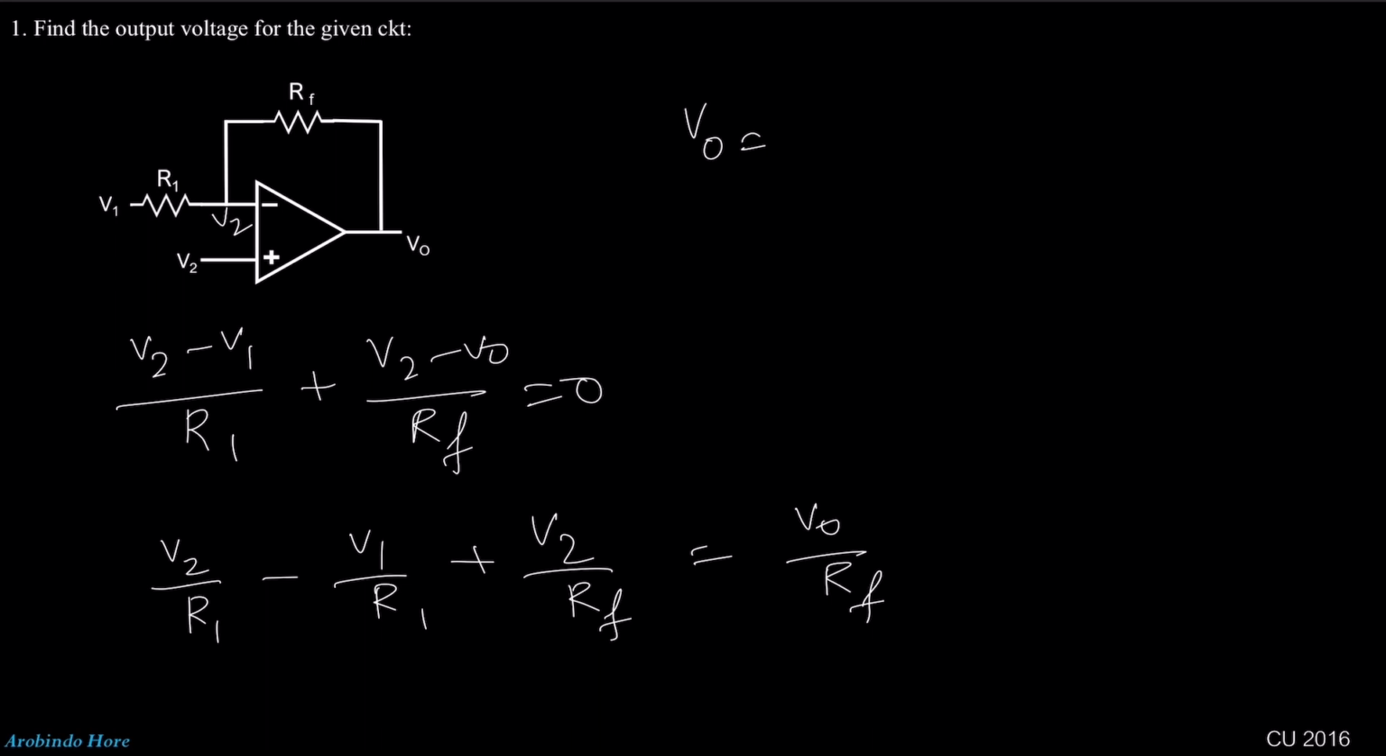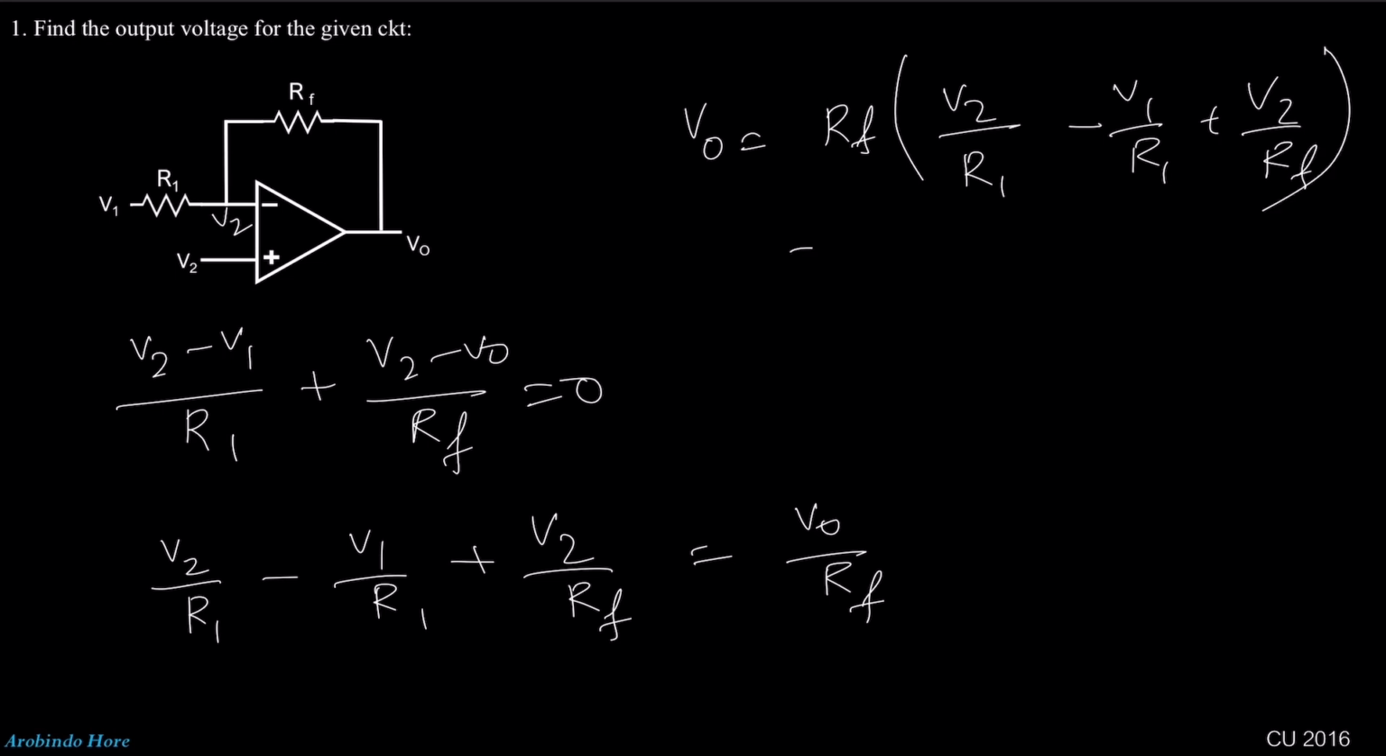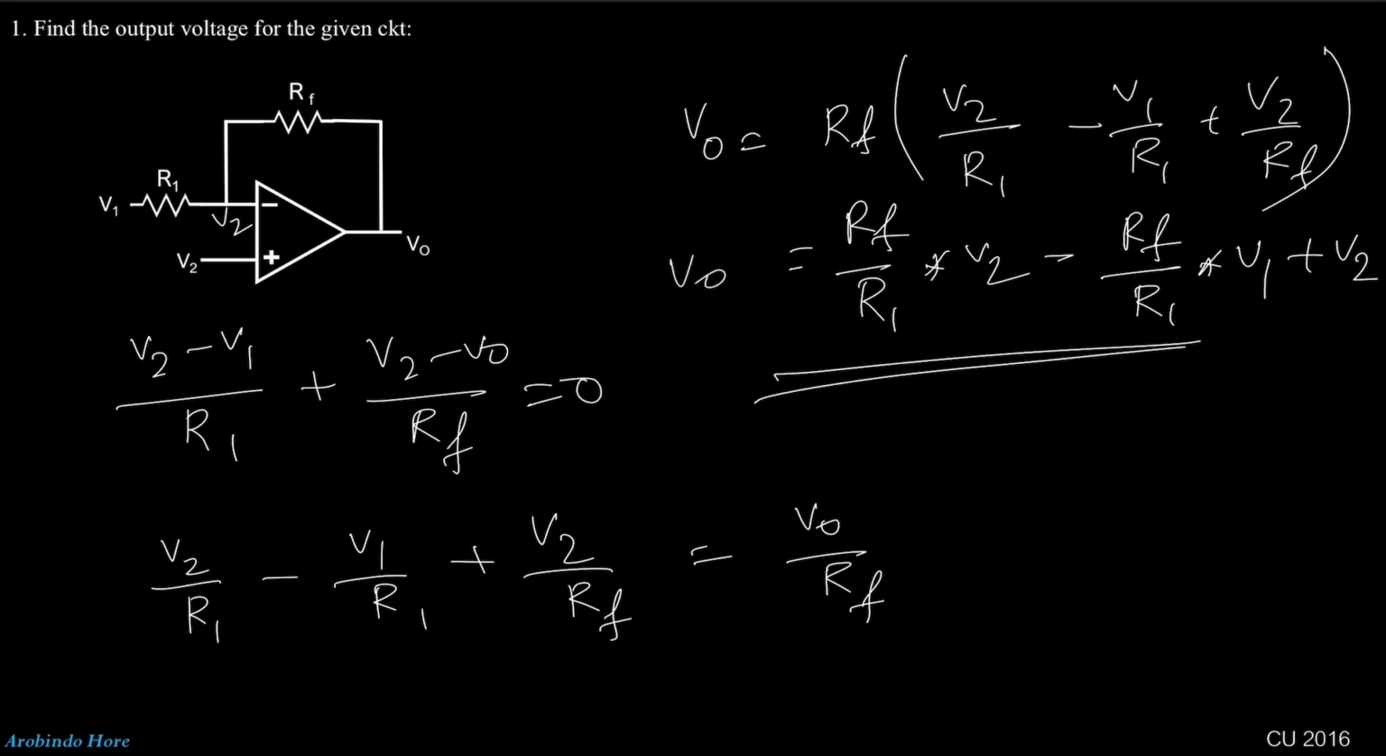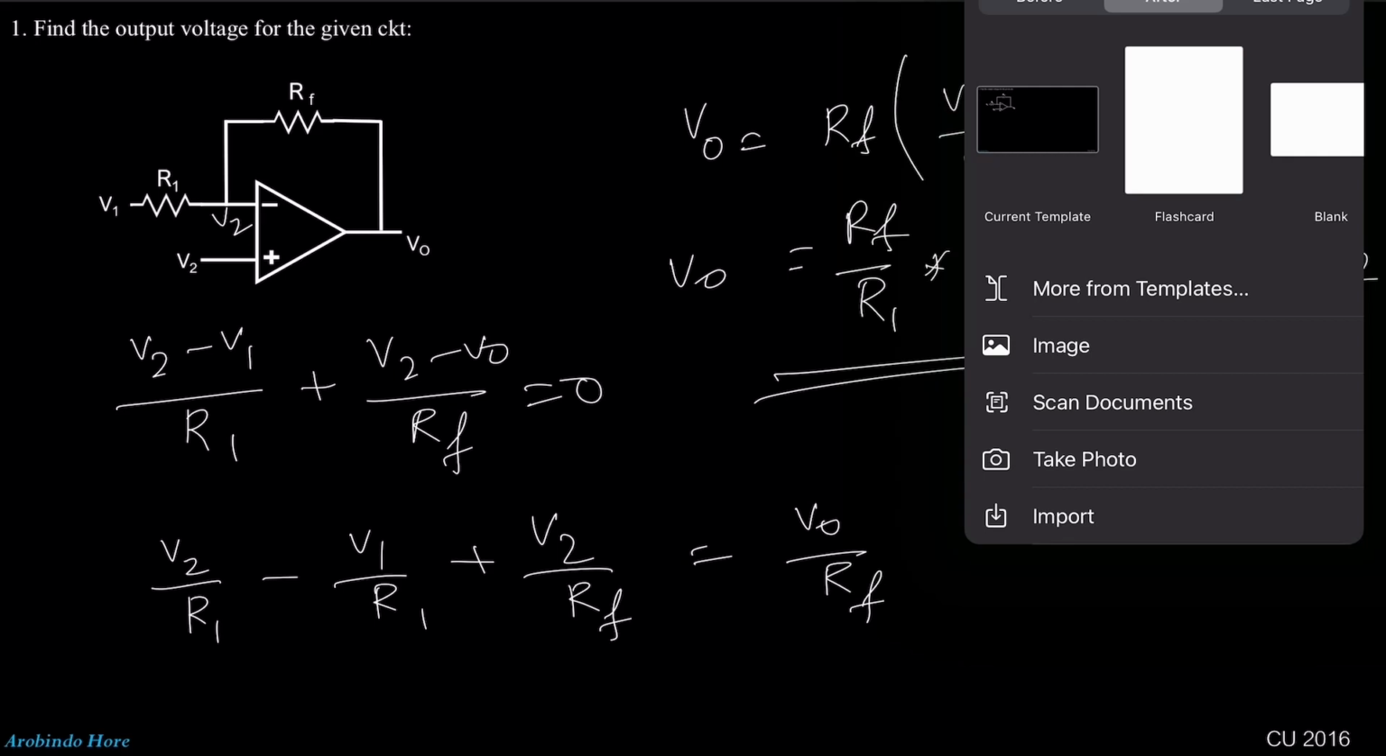So V0 will be equal to Rf multiplied by (V2 by R1 minus V1 by R1 plus V2 by Rf). So that is equal to Rf by R1 into V2 minus Rf by R1 into V1 plus V2. So this will be the answer. This is a conventional approach. Now I will show you a simple approach.